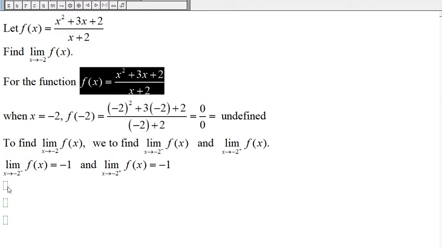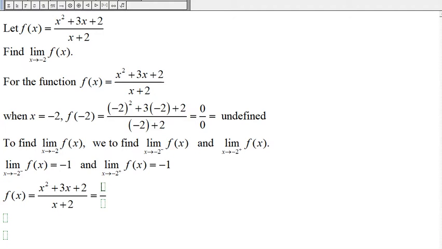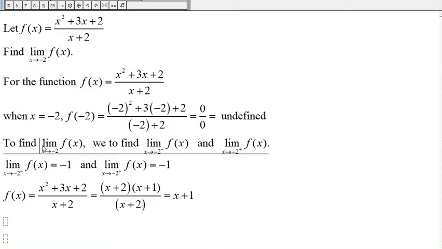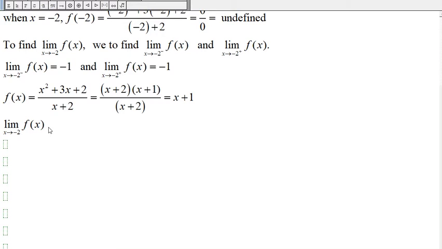But we could also see the negative 1 from here. So we look at this function right here, and if we factor the top, the factors are x plus 2 and x plus 1. And the bottom is x plus 2. So these factors will cancel out and we get x plus 1. Now if we try the limit as x approaches negative 2 of f of x, this is the same as x plus 1. As x is getting closer and closer to negative 2, negative 2 plus 1 is negative 1.